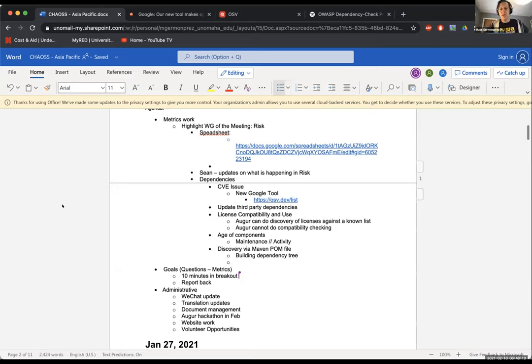So based on what Willem and King have brought up and based on what's going on in the risk working group, and we have 2 minutes to figure this out, how do we roadmap a solution to this?